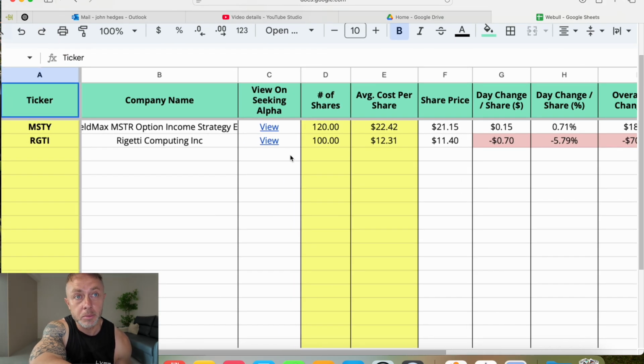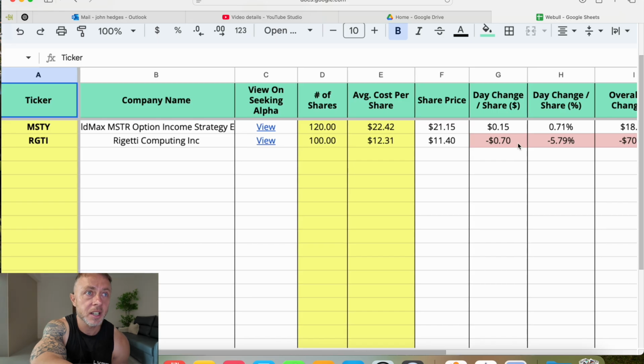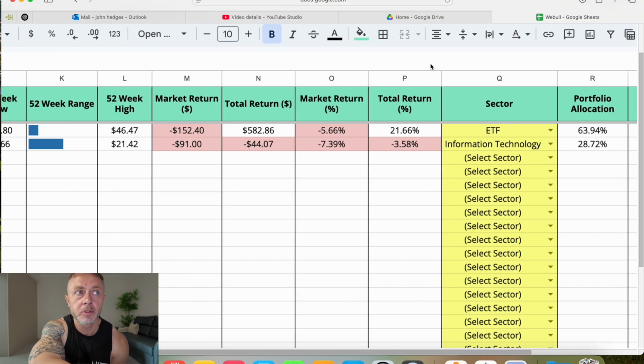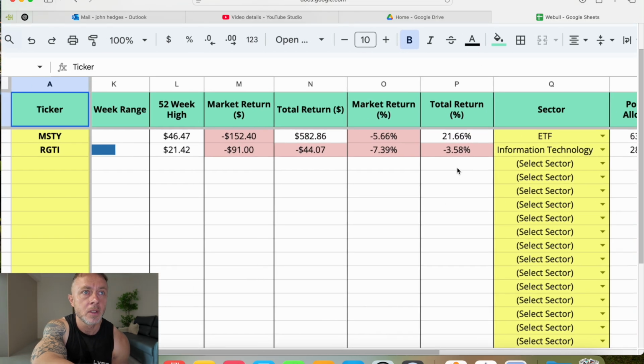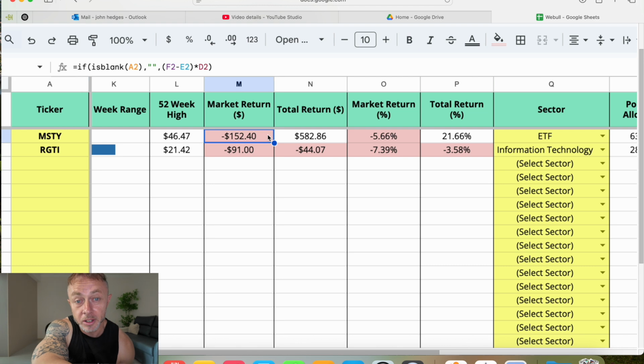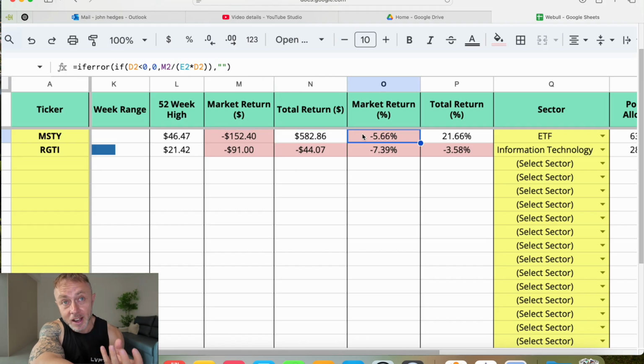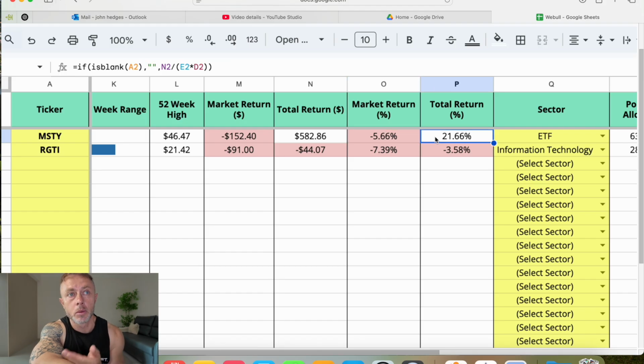And then here's my Rigetti position, 100 shares, 12.31 my cost average. Here the price is 11.40, so you can see it was down yesterday a little bit. Let's go check out the returns on this portfolio. I'll make it bigger here, so you can see the market return on Misty right now is 152. It was positive all across the board, but recently it hasn't been performing very well. But you can see my total return, positive $582. Market return is negative 5.5%, and the total return is positive 21.66%.